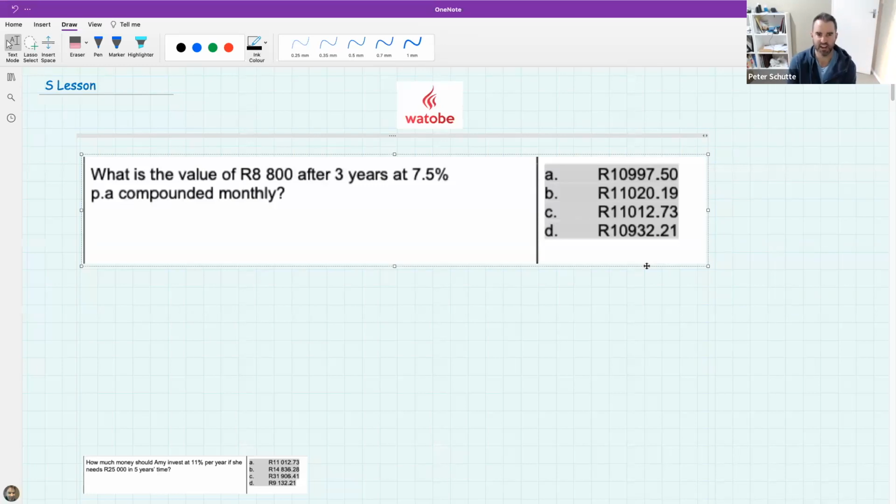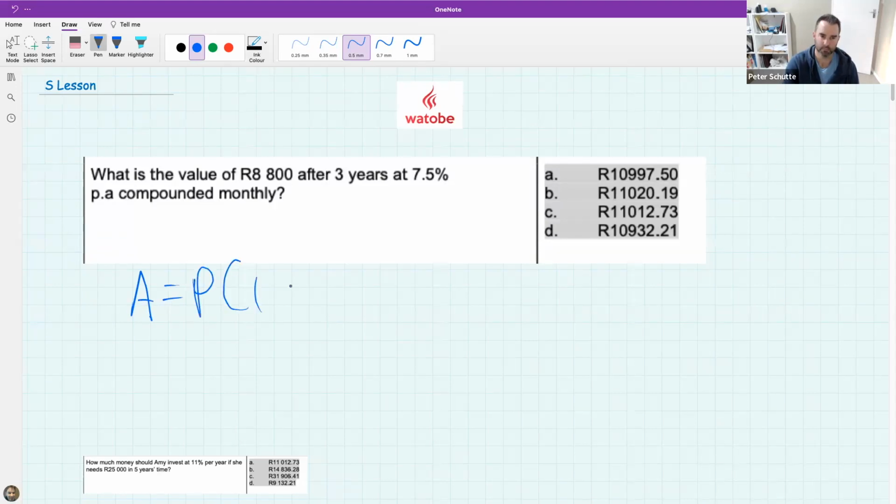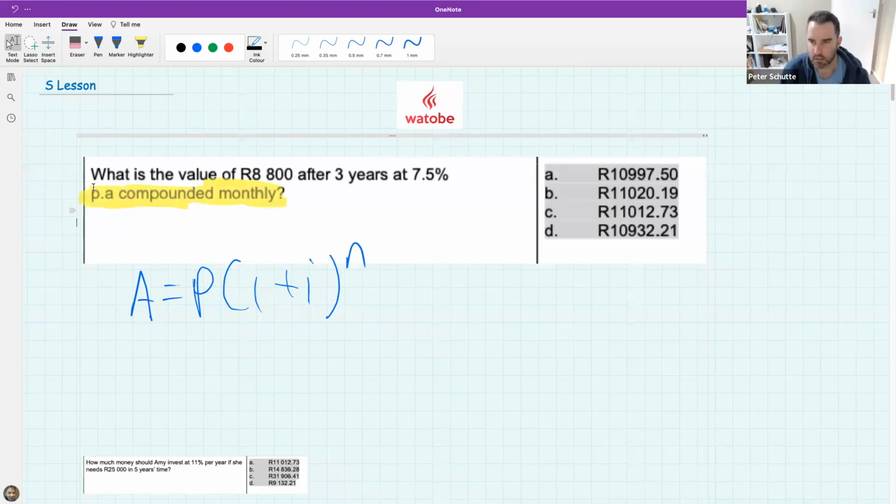What is the value of 8,800 after 3 years at 7.5% compounded monthly? I'll give you the basic formula, but you need to think about, what does this do? When I say compounded monthly, what does that mean? And how does it affect things?